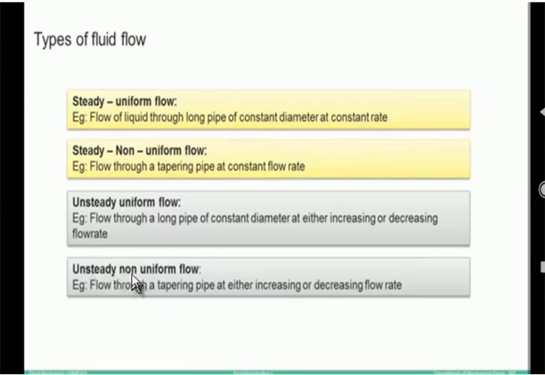Now, unsteady non-uniform flow, that is flow through a tapering pipe at either increasing or decreasing flow rate. So these all come under the classification of fluid flow into steady and uniform flow. If you observe these examples, we will come to know what steady flow and uniform flow are.